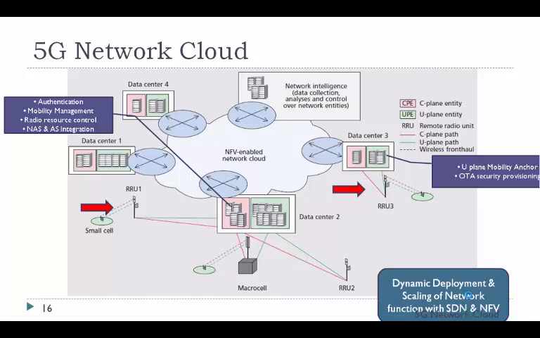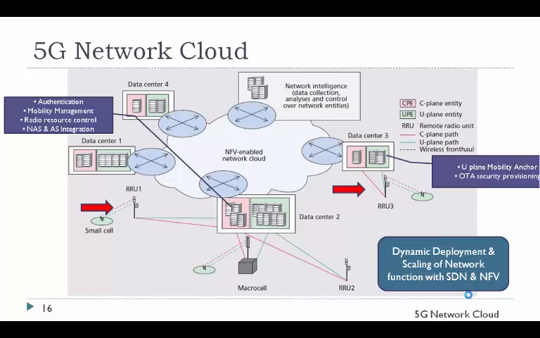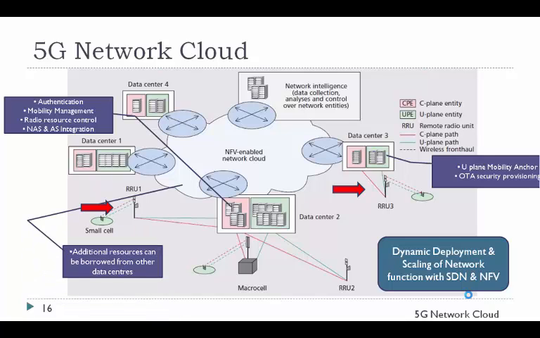By employing SDN and NFV, control plane entities and user plane entity functions in the network cloud can be deployed quickly. For instance, when a local data center is unable to cope with a flash crowd, additional capacity can be borrowed quickly from other data centers. The network cloud uses intelligent algorithms to provide real-time insights for efficient resource management, mobility management, and local offload decisions.